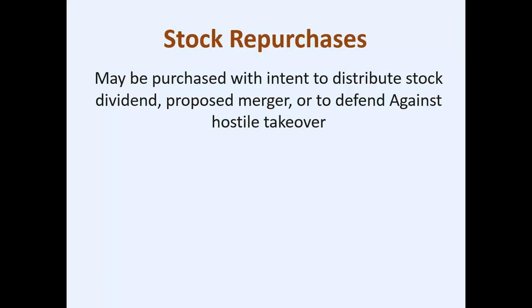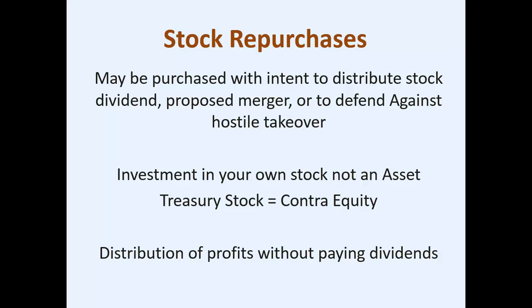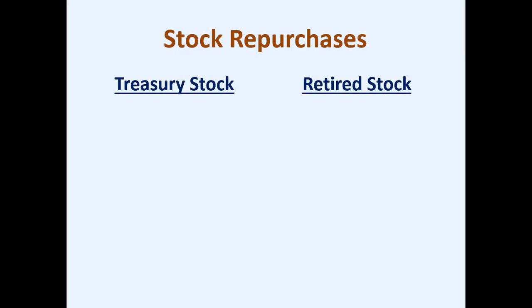And why does this happen? Well, you may want to purchase more of your own stock because you want to distribute it. Distribute a stock dividend. Maybe you want to merge with another corporation. Or it could even be to defend against a hostile takeover. The key to remember is investment in your own stock is not an asset, although treasury stock does have the same normal balance as an asset. It is a contra equity. And again, it is thought of as a distribution of profits without having to pay dividends.